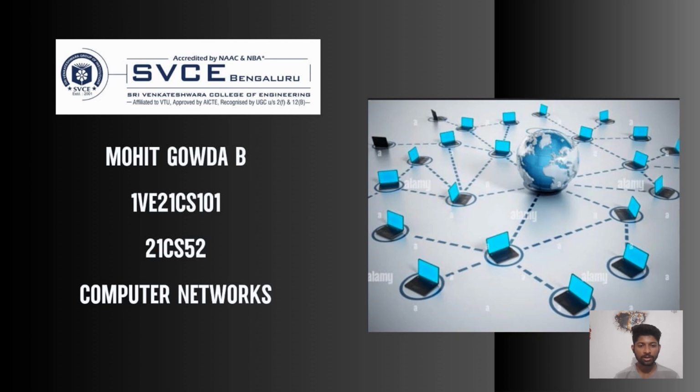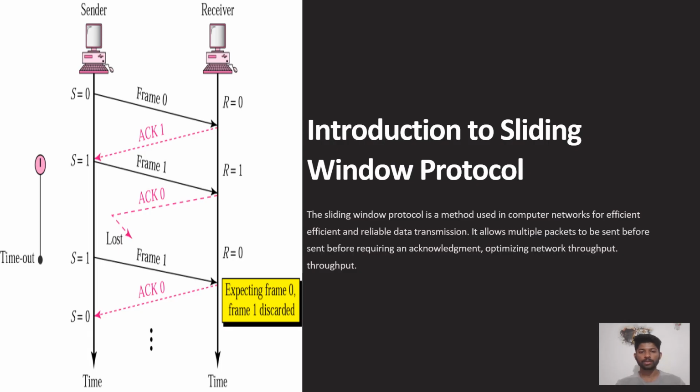Today we are going to learn about computer networks. So, in computer networks, let's learn about sliding window protocol. The sliding window protocol is a method used in computer networks for efficient and reliable data transmission. It allows multiple packets to be sent before requiring an acknowledgement, optimizing network throughput.